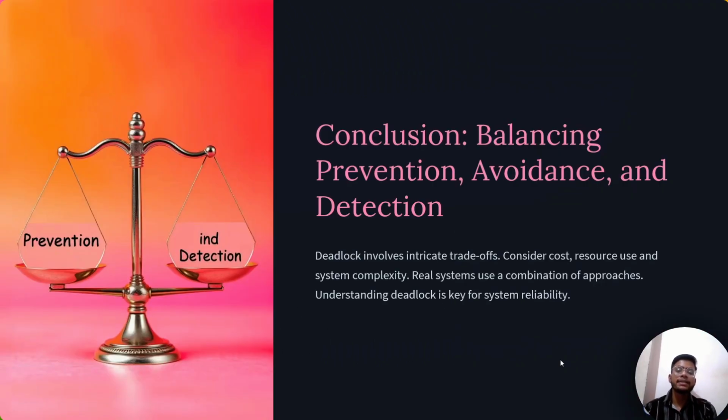We see how we balance prevention, avoidance, and detection. We studied all these, how we prevent and balance deadlock. Deadlock involves intricate trade-offs: consider cost, resource use, and system complexity. Real systems use a combination of approaches. Understanding deadlock is key for system reliability.